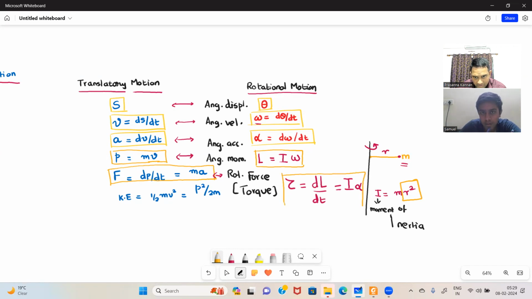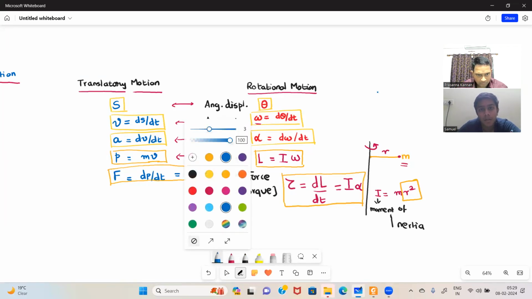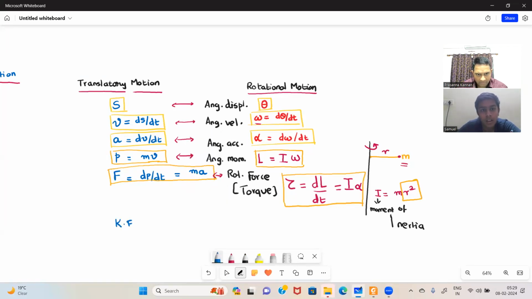These are fundamental. Next we'll go to kinetic energy. What is kinetic energy in linear motion? How do you write it? Half mv squared or p squared by 2m. Very good.